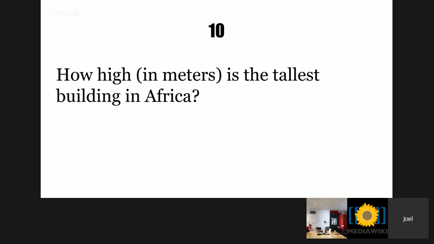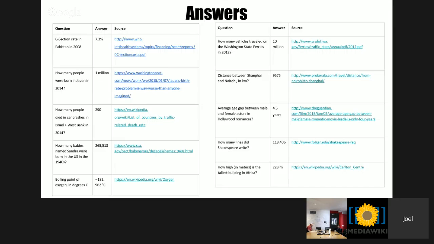All right, I will go ahead and read all of them one at a time so you can score as I go. The C-section rate in Pakistan in 2008 was 7.3%. Question number 2, how many people were born in Japan? 1 million. Very close to 1 million. It was like within a few thousand.